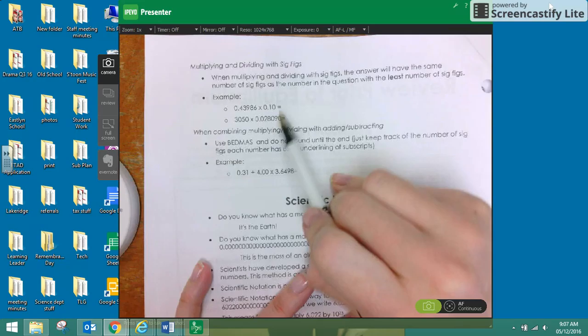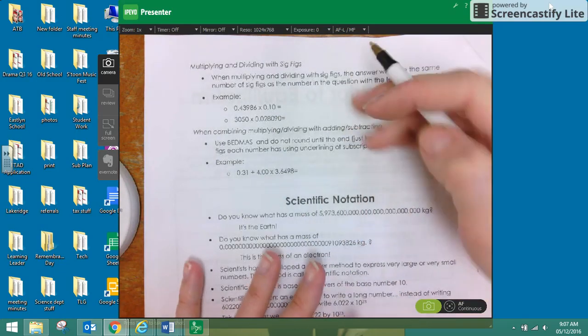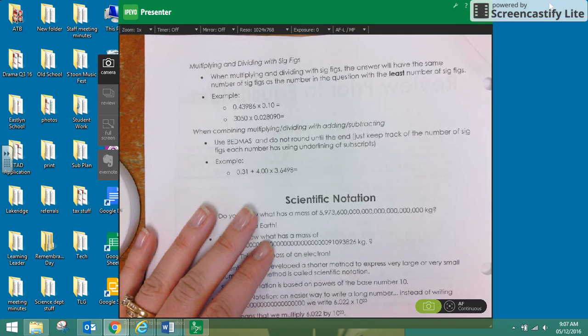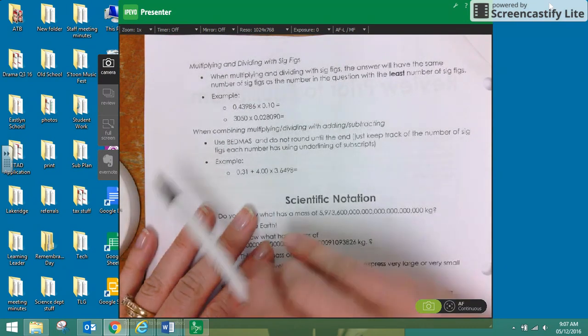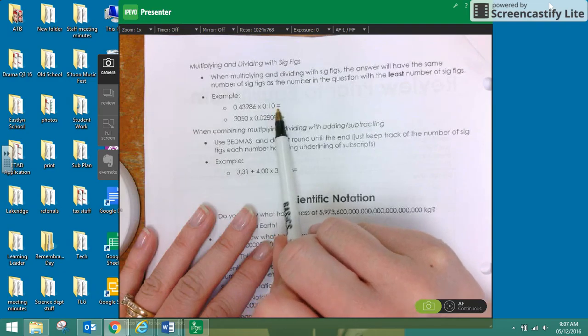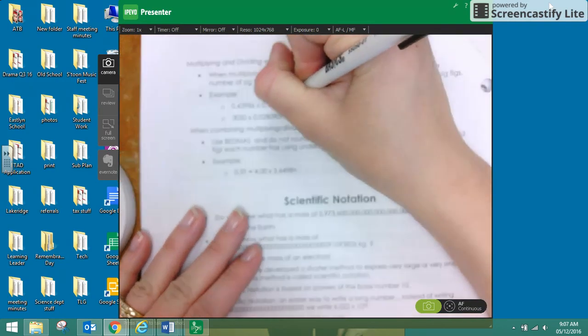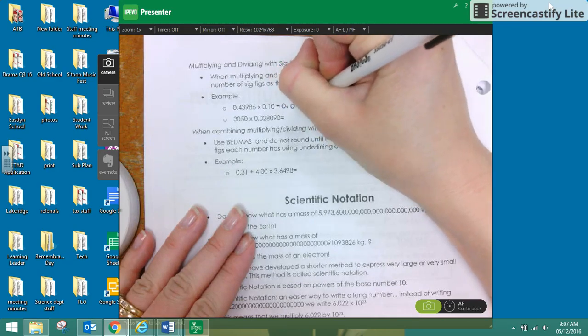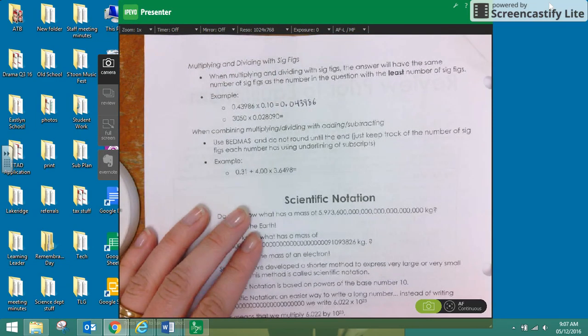When you're multiplying and dividing with significant figures, you do look at the significant figures. So your answer should have the same number of sig figs as the least number of sig figs in the question. So again, I always start by just multiplying these out and writing the full answer. So you can do this on your calculator and just write exactly the number your calculator gives you. And then I round it.